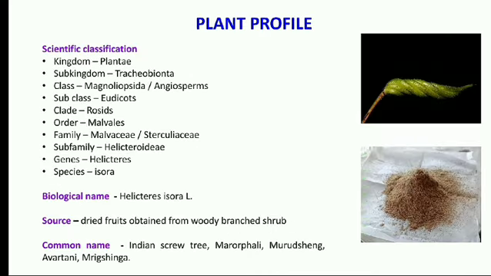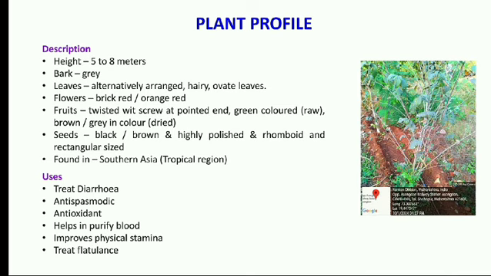This is the scientific hierarchy of Murud-Shing, which has the biological name Helicteres isora, and its source is dried fruits obtained from a woody branched shrub. Common names are Indian screw tree, Mororfali, Murud-Shing, Avartani, and Mrigashinga. Murud-Shing has a height of about 5 to 8 meters, barks are grey, leaves are alternately arranged, hairy and ovate, flowers are brick red or orange red colored, fruits are twisted with screw at pointed end, green colored when raw and brown grey in color when dried.